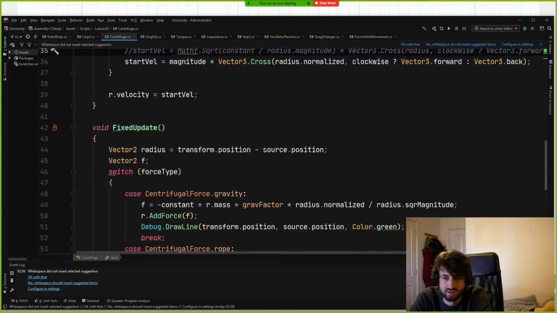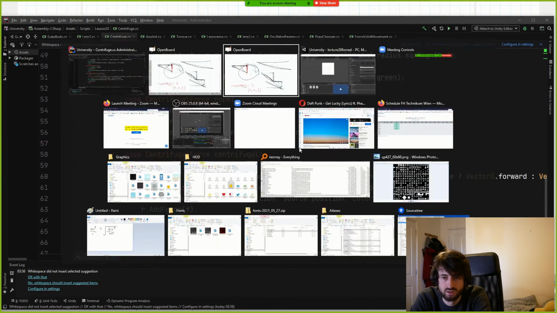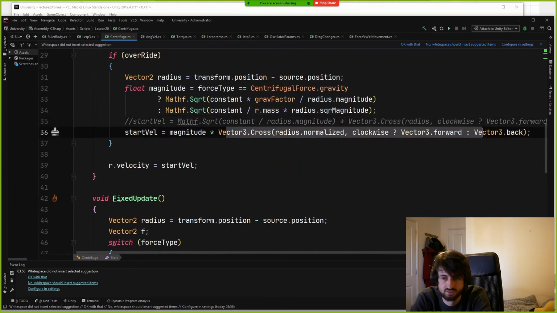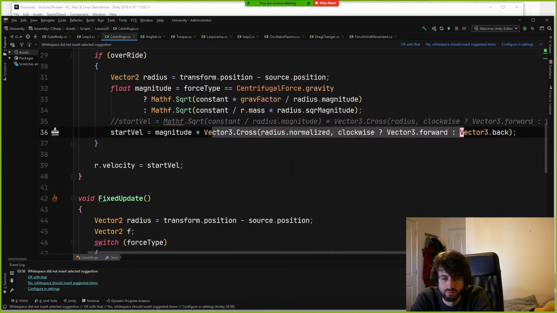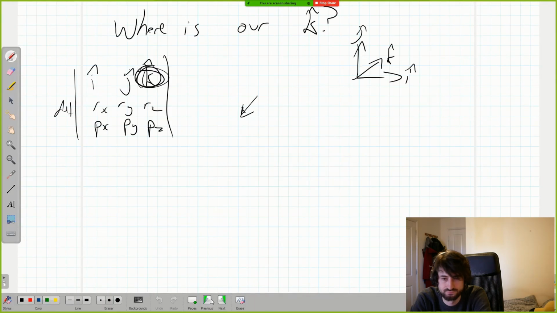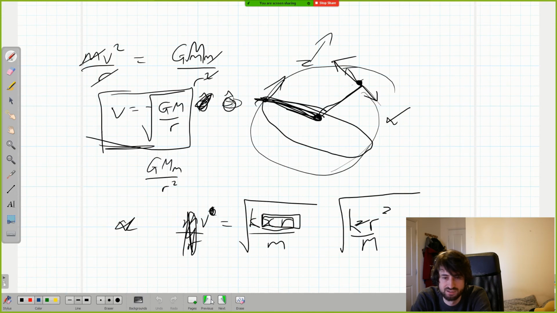I used cross products here, okay, when I wanted the force. If I go back, I wanted my GMm over R squared, right? I wanted my V. The V needed to be in the direction of theta, right? And I don't know what that direction is.